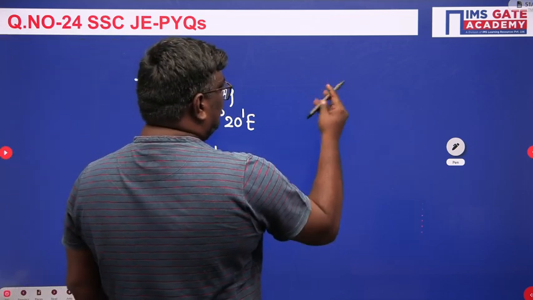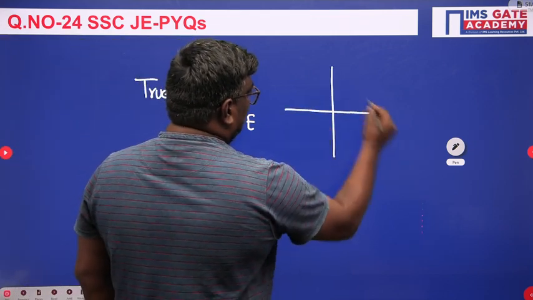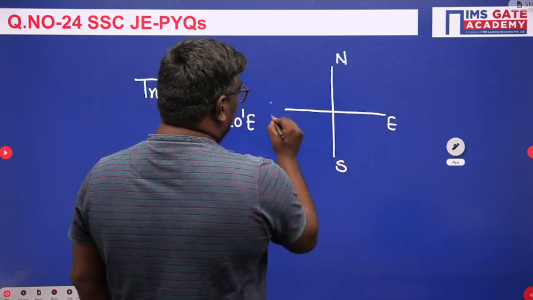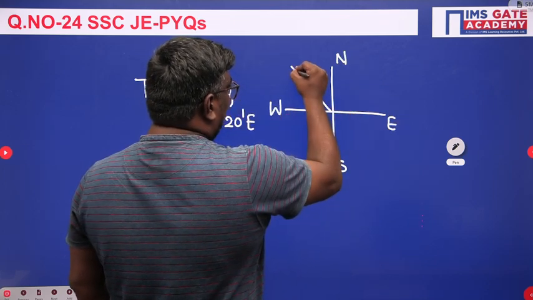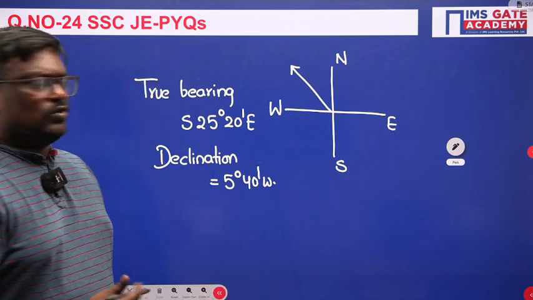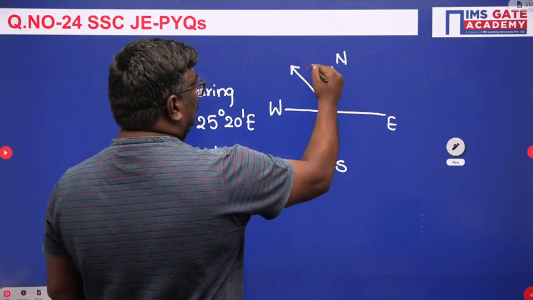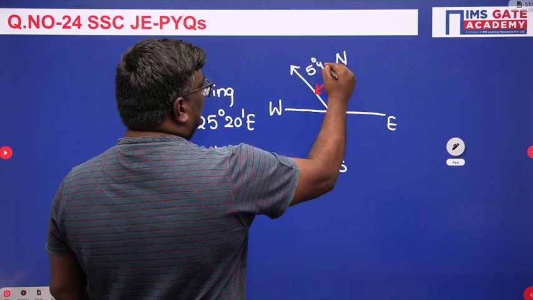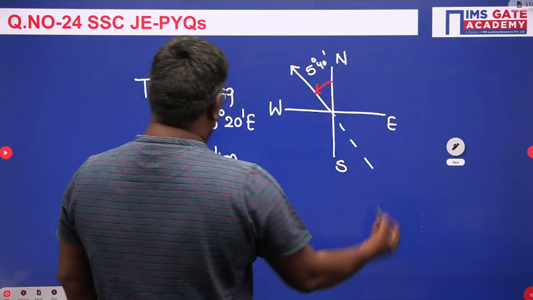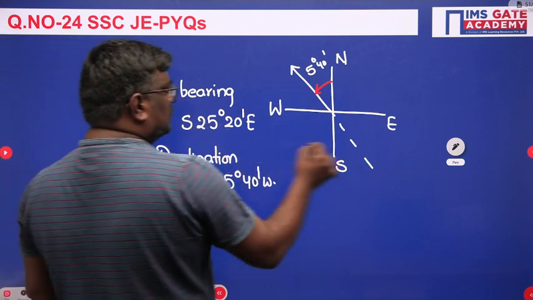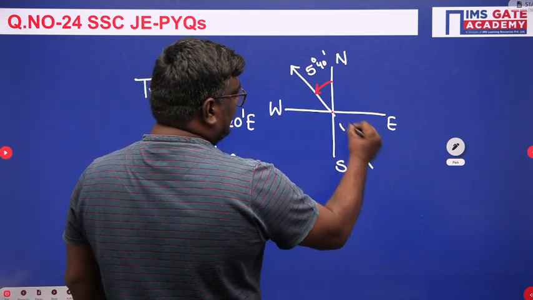Suppose, see students, if we have a diagram here, that this is north, this is south, this is east, and this is west. Now we have a line here. The declination is towards the west, right? It is 5 degrees 40 minutes. So here if I extend this line, now what they have given is the true bearing. True bearing is somewhere here.